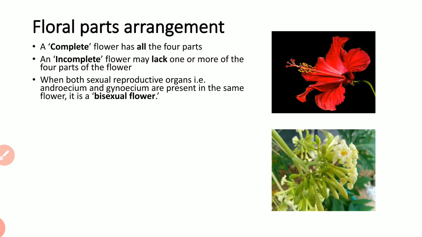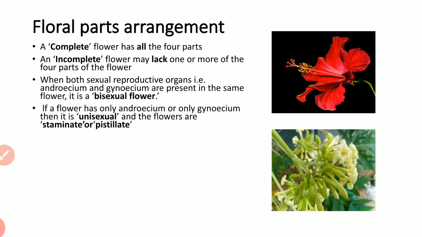Now we proceed to the sexuality of flowers. When both sexual reproductive organs, the male androecium and the female gynoecium, are present in the same flower, it is called a bisexual flower. When both the male and female parts are present on the same flower, it is called a bisexual flower. It is a basic fundamental.